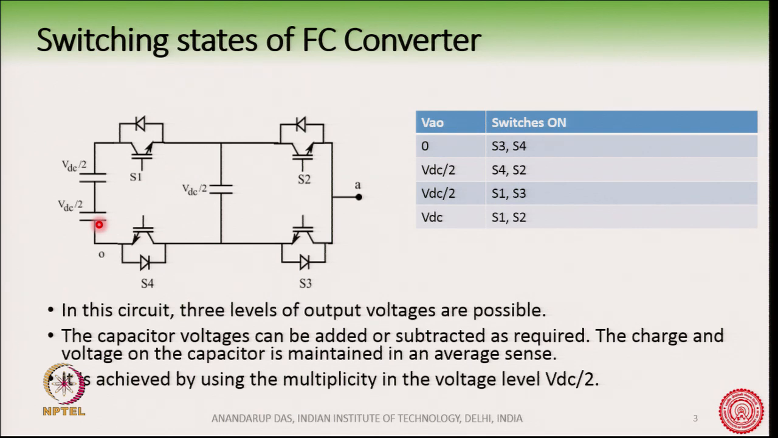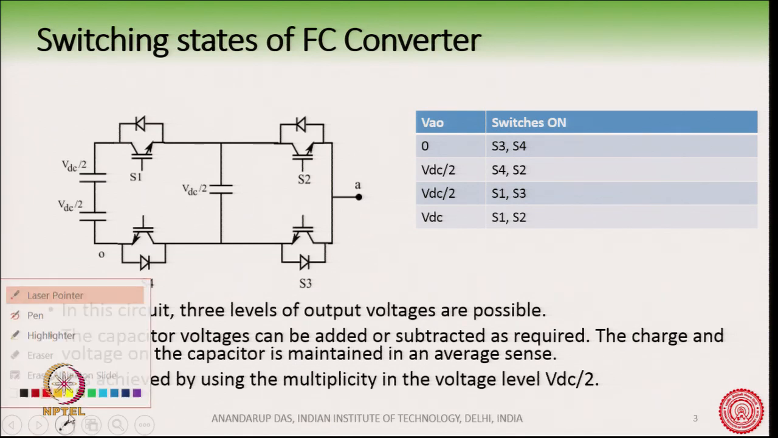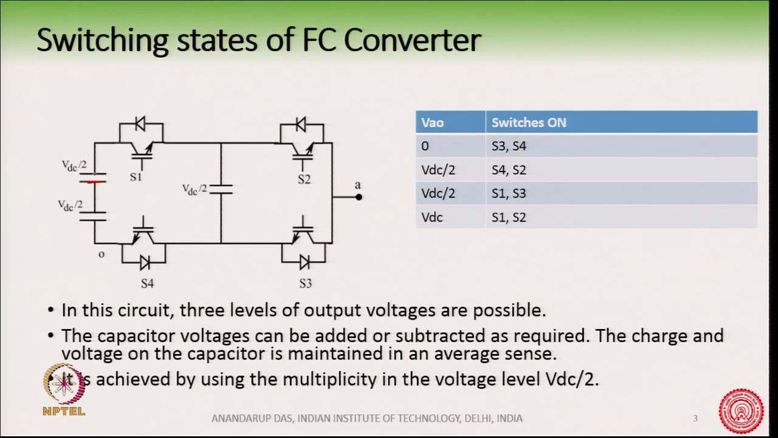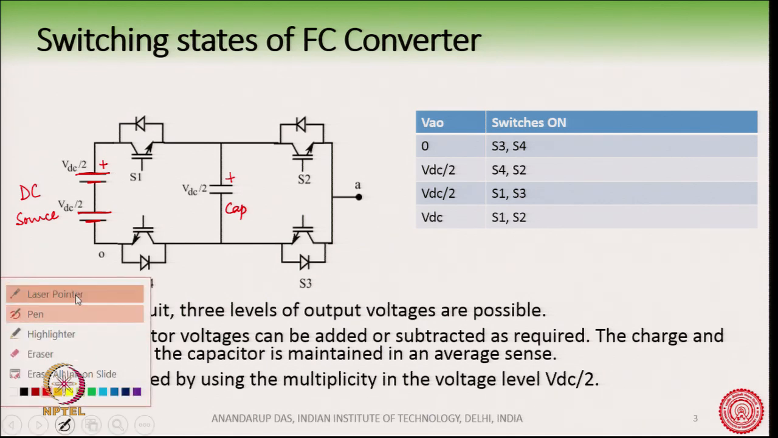So, this side is the DC source, and this is the capacitor. How are we going to operate? You can see here that this DC source is connected to the capacitor via these switches here. Basically, what we are doing here is that we can insert this capacitor either in series with this DC source or we can bypass the capacitor.